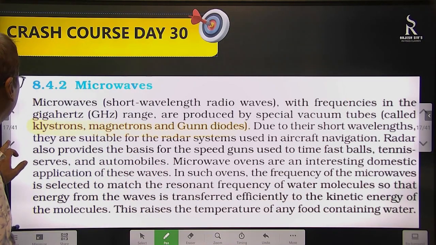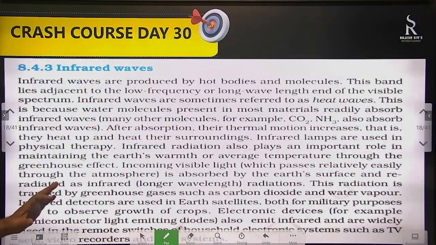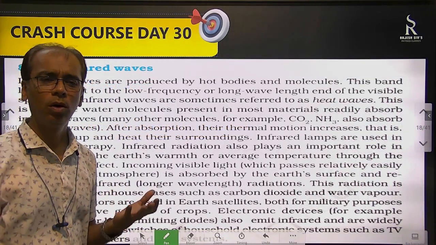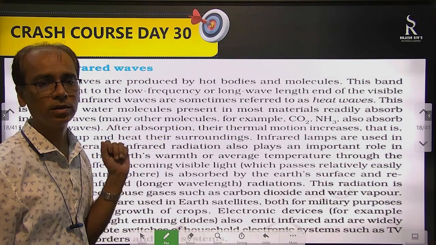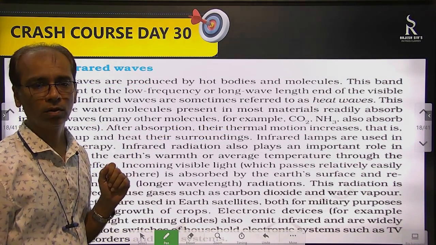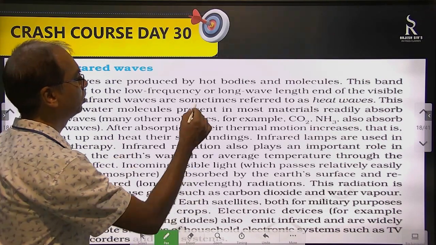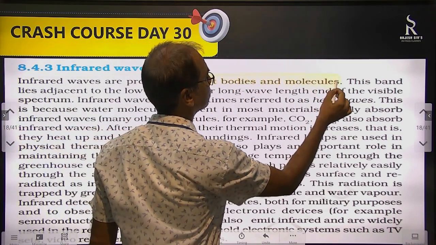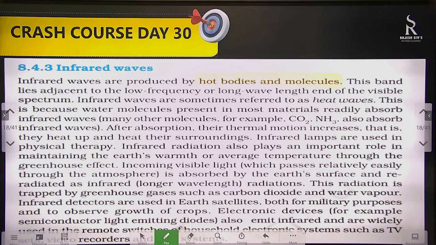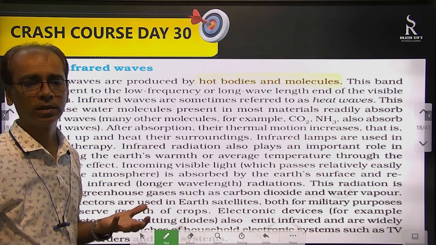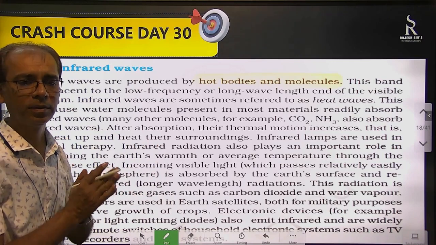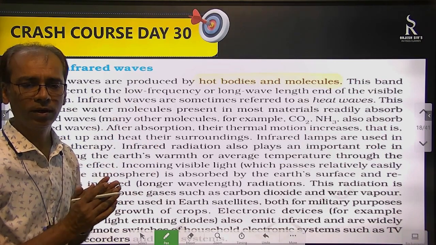Then what we have? We have infrared waves. Infrared waves we use in all the remote controls. And it is produced by what? Hot bodies and molecules. And infrared is what helps keep the temperature of our atmosphere constant, or whatever the temperature is there, it keeps it. This is because of infrared waves.